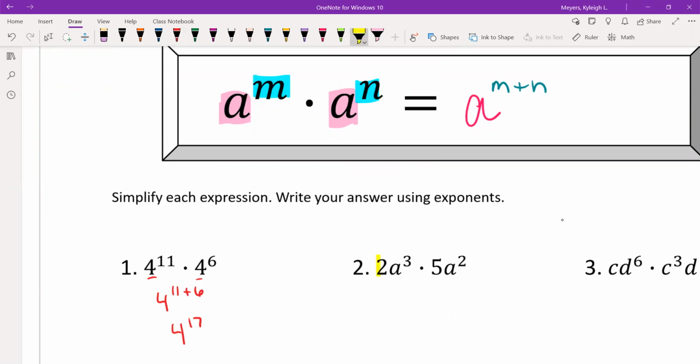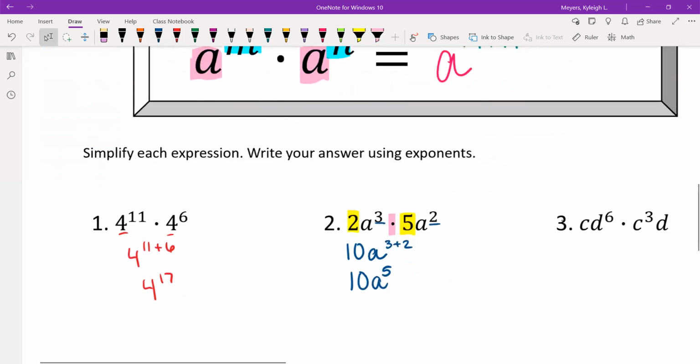So now we have something that's a little bit more complicated, right? And number 2, we have coefficients out front. Because of this multiplication symbol, we have to multiply them. What is 2 times 5? 2 times 5 is 10. And then we have a to the 3rd plus the 2nd. So 3 plus 2. So we have 10 a to the 5th.